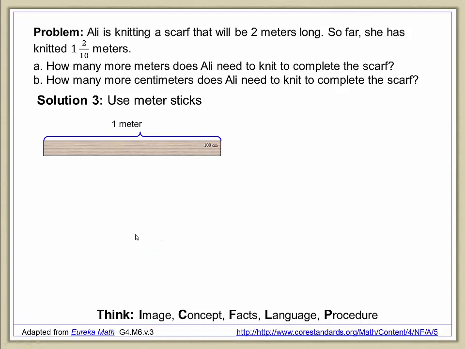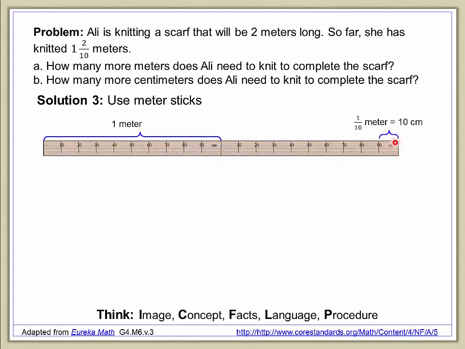Here's a single meter, and for 2 meters we'll put another one next to it. Since we're going to be looking at tenths of meters, 1 2/10, it will be helpful to break this into our tenths and figure out what's a tenth of a meter. So we break the meter into parts, each of which is 10 centimeters, and that way we'll get 10 parts across the whole meter. In other words, 1/10 of a meter is 10 centimeters. And now we can start to look at the problem given our scale.